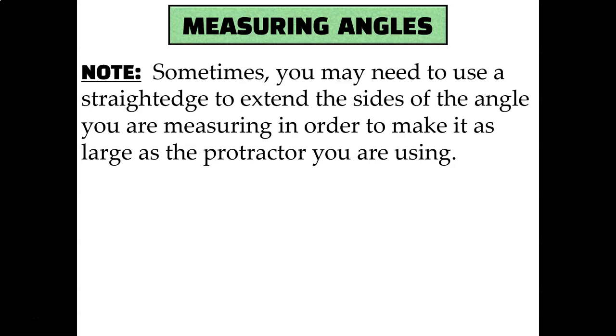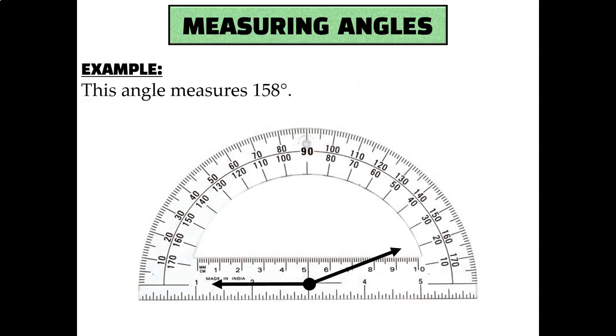And of course you'll want to extend the side that is pointing towards the angle measurements, not the side that's the starting side. You already know that this side is pointing towards 0, that's why you lined it up that way. You need to figure out where this side is pointing to, so we need to extend this with a straight edge. If this was longer, like so, then you could see that it crosses at about 158 degrees.